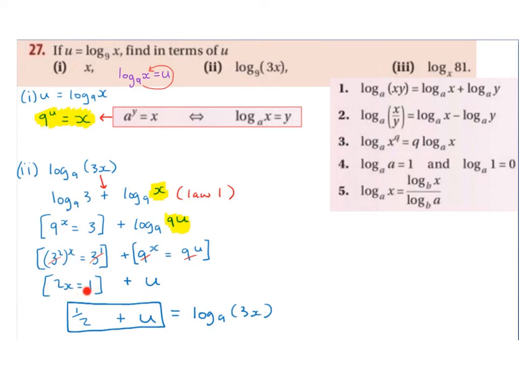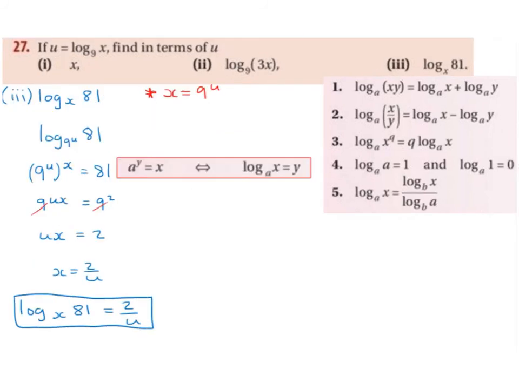Now, if 2x is equal to 1, then x is going to be equal to 1 divided by 2, which is going to be a half. Bring down the plus and bring down the u. So, log base 9 of 3x is going to equal a half plus u.